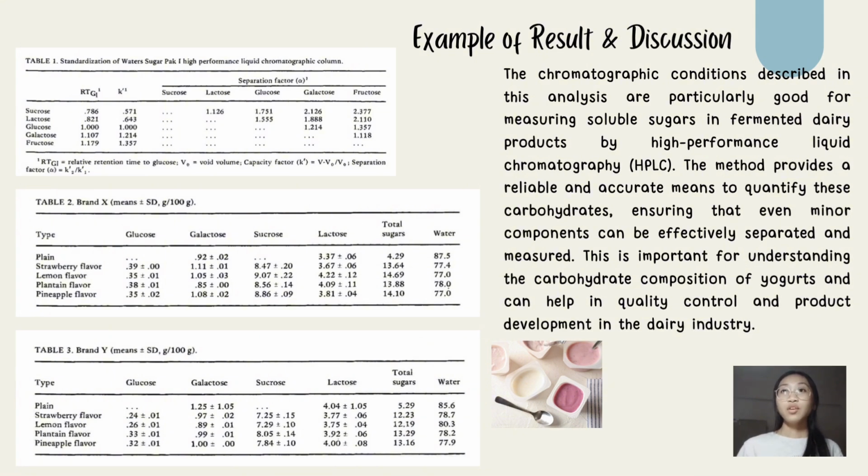The chromatographic conditions described in this analysis are particularly good for measuring soluble sugars in fermented dairy products by HPLC. This method provides a reliable and accurate means to quantify these carbohydrates, ensuring that even minor components can be effectively separated and measured. This is important for understanding the carbohydrate composition of yogurts and can help in quality control and product development in the dairy industry.